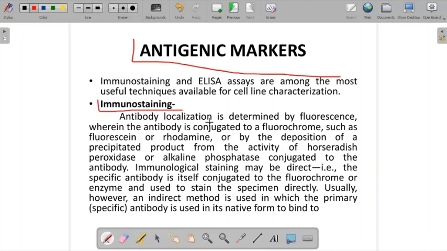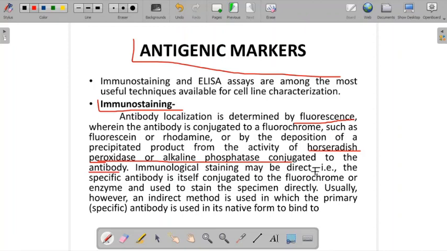Immunostaining is there. Antibody localization is determined by fluorescence-activated cell sorter method, fluorometry, wherein the antibody is conjugated to a fluorochrome such as fluorescein or rhodamine, and by the deposition of a precipitated product from the activity of horseradish peroxidase dye or alkaline phosphatase, which is conjugated to the antibody. So it shows a particular color, right? Don't panic if I'm reading very heavy words, horseradish peroxidase, alkaline phosphatase, fluorescent. These are names of dyes.